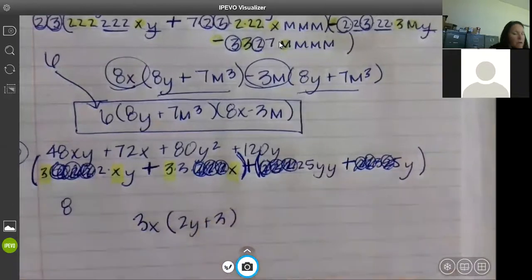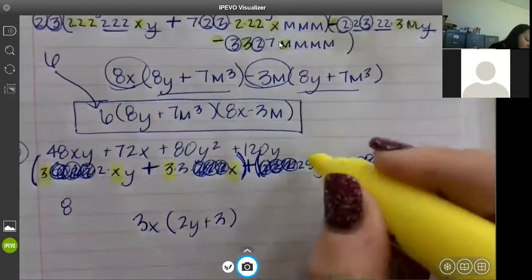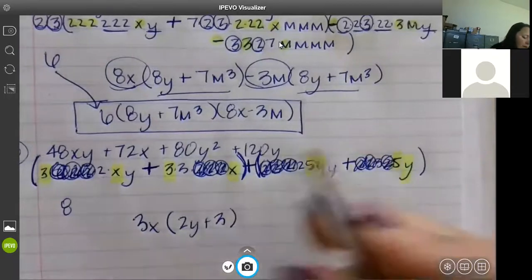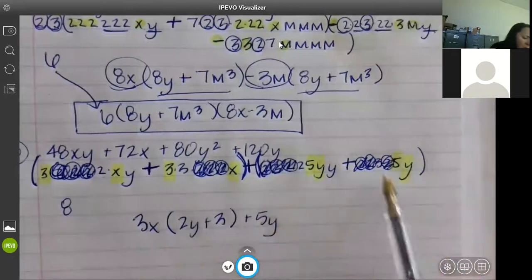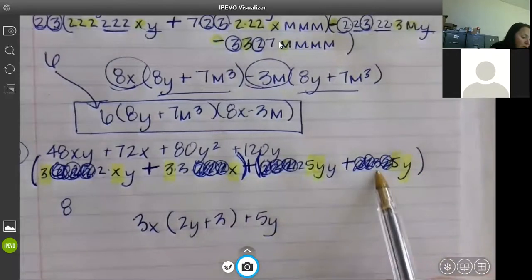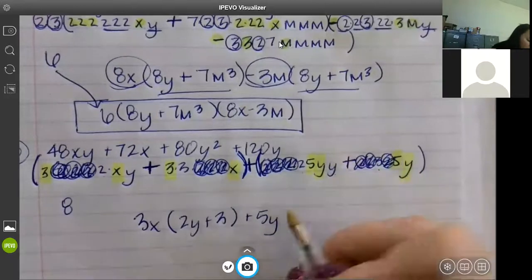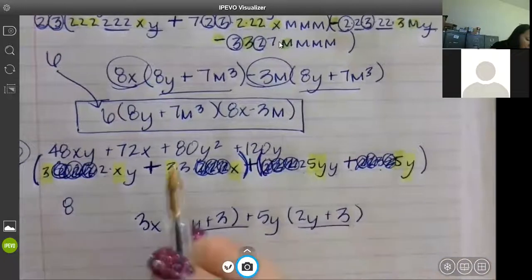Perfect. In the other set, what do I have in common? So I'm going to pull out a 5y. What did that leave me with? Look, there's a squished up 3 right here, just to let y'all know. 2y plus 3. Do they match? Yes, so I know that's my first factor.